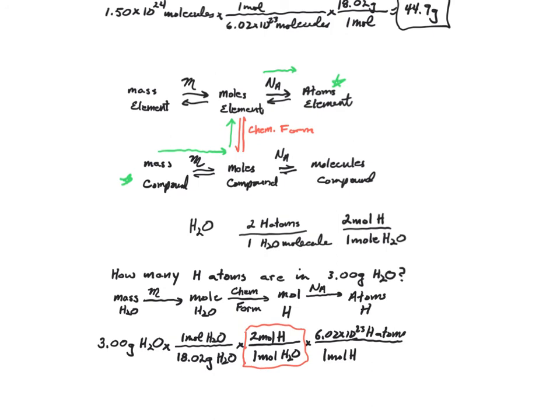So we're going from water to hydrogen, so we want to make sure the hydrogen's on the top, water's on the bottom. And just like before, we can plug this into our calculator. And I wind up with 2.00 times 10 to the 23rd hydrogen atoms. So again, we have a very valuable tool here. Being able to relate masses to number of atoms is going to be something that's very useful to us in future chapters as well.